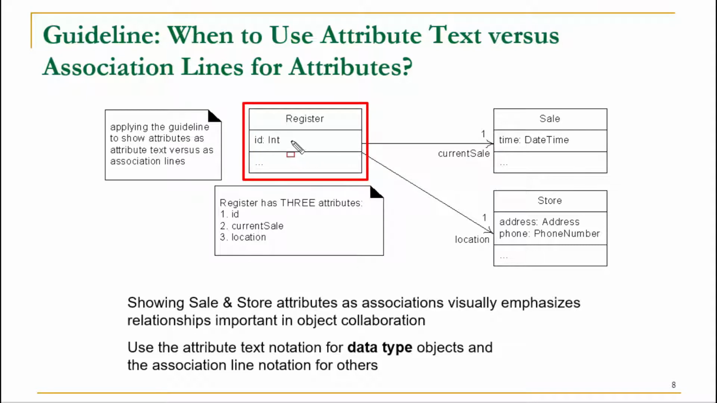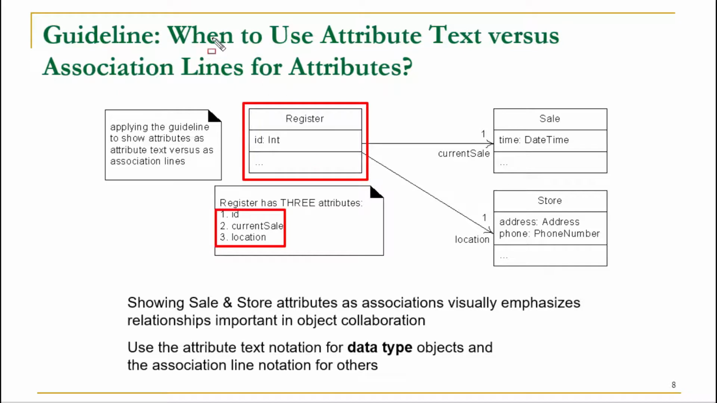Yes, you would say that there is one attribute in the register class, but if you look closely, there are actually 3 attributes in the register class, where the ID attribute is written as the attribute text notation, whereas the other 2 attributes including current sale and location attribute are written as the association line attributes.